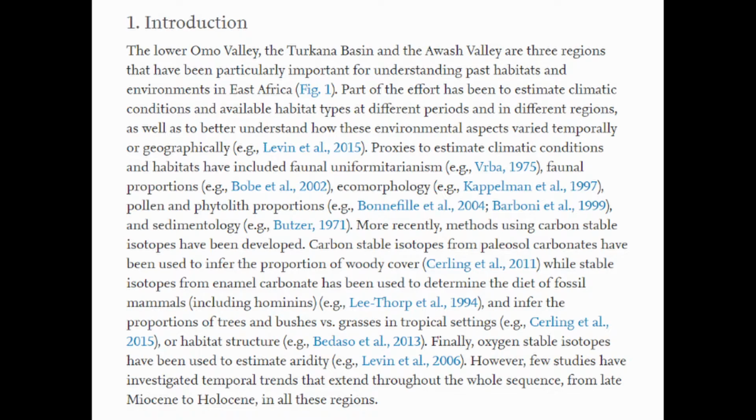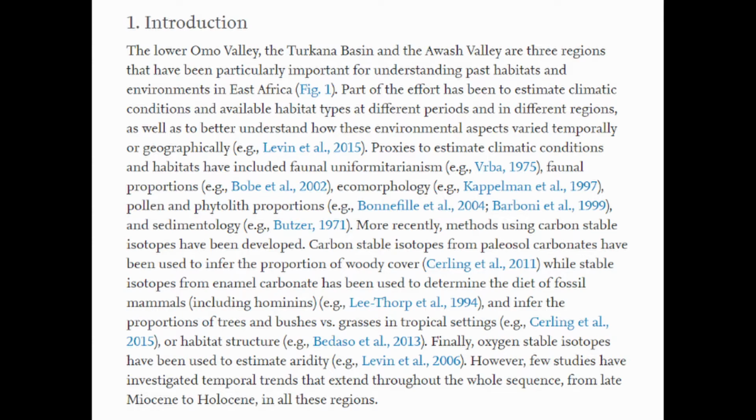Proxies to estimate climate conditions and habitats have included faunal uniformitarianism, faunal proportions, and ecomorphology, pollen and phytolith proportions, and sedimentology. More recently, methods using stable carbon isotopes have been developed. Carbon stable isotopes from paleosol carbonates have been used to infer the proportion of woody cover, while stable isotopes from enamel carbonate have been used to determine the diet of fossil mammals and infer the proportions of trees and bushes versus grasses, or habitat structure in tropical settings. Finally, oxygen stable isotopes have been used to estimate aridity.